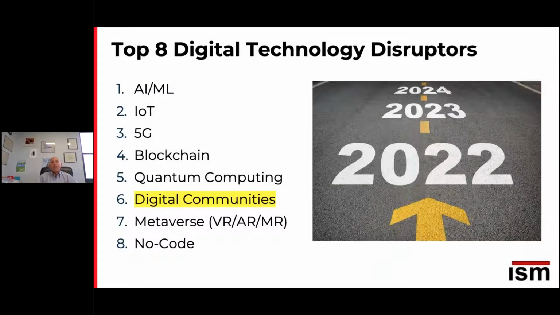Okay, so let's take a peek at the top 8 technology disruptors. As I said, I'm going to go 1 through 5 quickly, and I'm going to slow down a little bit on 6 and 7, and then I'm really going to focus on 8 because that's the topic of today's discussion. So some of the digital disruptors: artificial intelligence, machine learning. We've all seen it in things like health apps, speech apps like Siri, language translation like Google Translate.